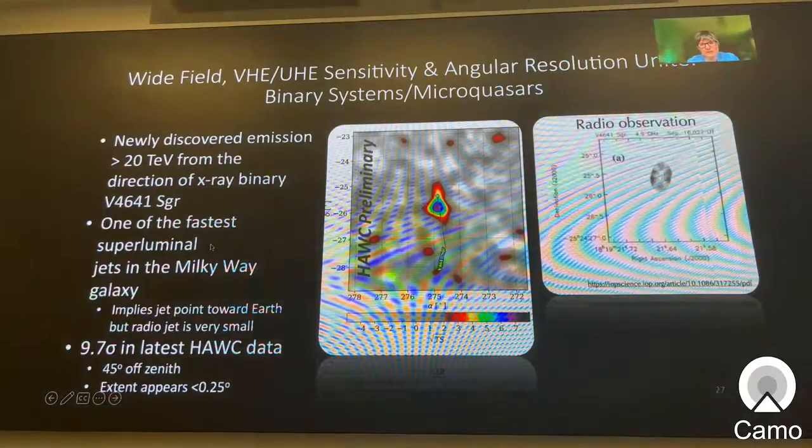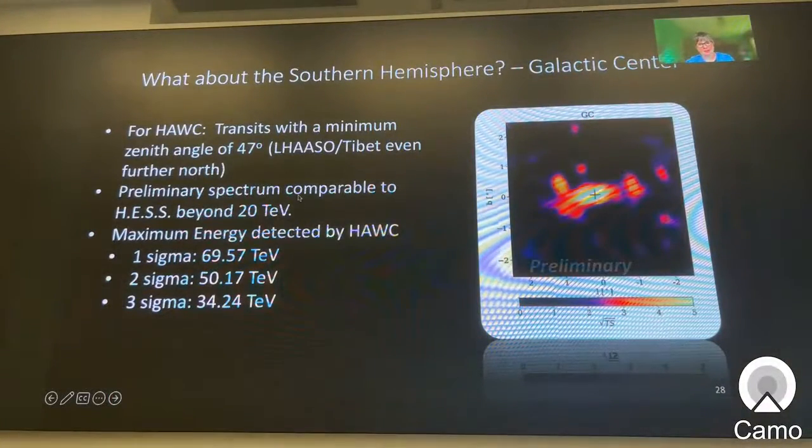And then the final result regarding binary systems, the microquasars: there has now been detected gamma ray emission from the direction of the actual binary V4641 Sagittarii, and again, above 20 TeV. So these sources have the potential to really accelerate particles to high energies. And finally, there is now a detection of the galactic center with HAWC. But again, further details are to come. The preliminary spectrum appears to be comparable to the H.E.S.S. measurement.